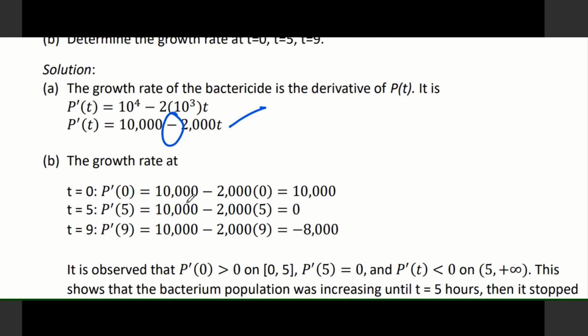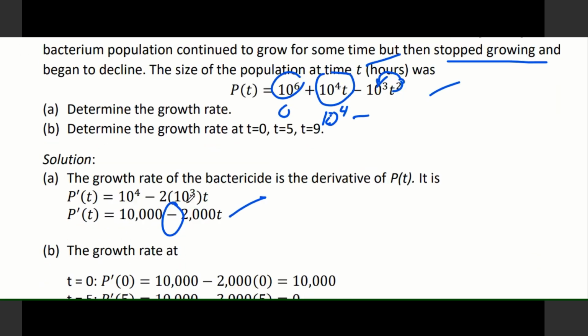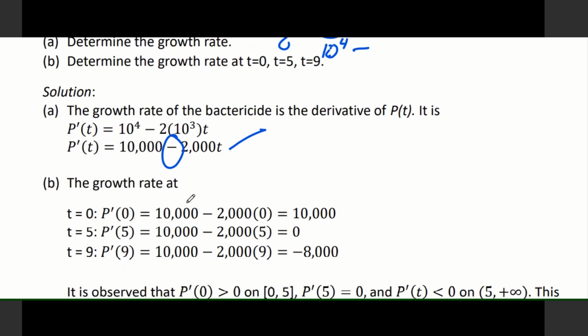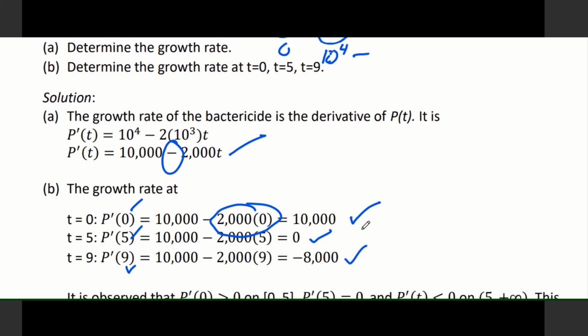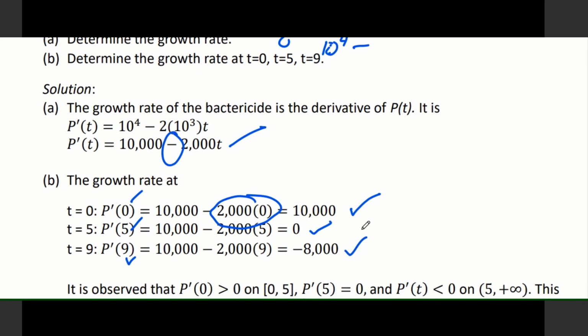Now that function will be used to get the growth rate at that particular time: 0, 5, and 9. Let's see. P prime of 0 is 10,000 because this will now be 0. P prime of 5 is 0. P prime of 9 is negative. So what does that mean? Because we have a positive, we have 0, and we have negative.